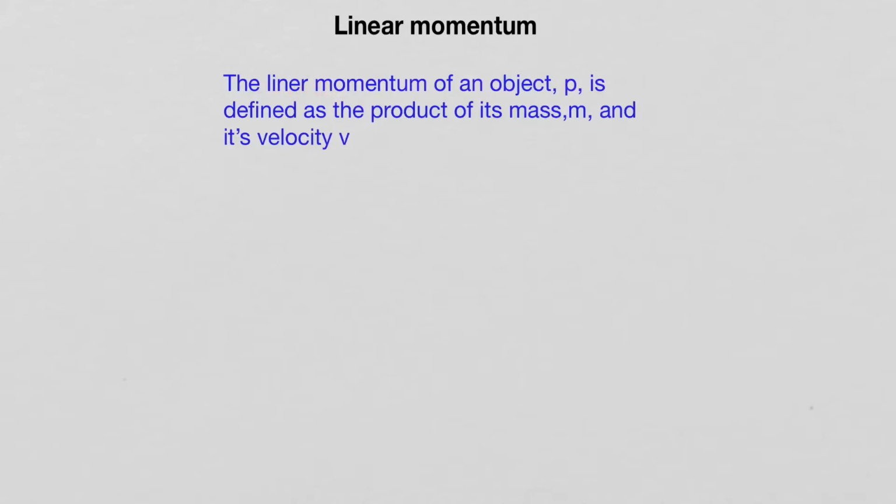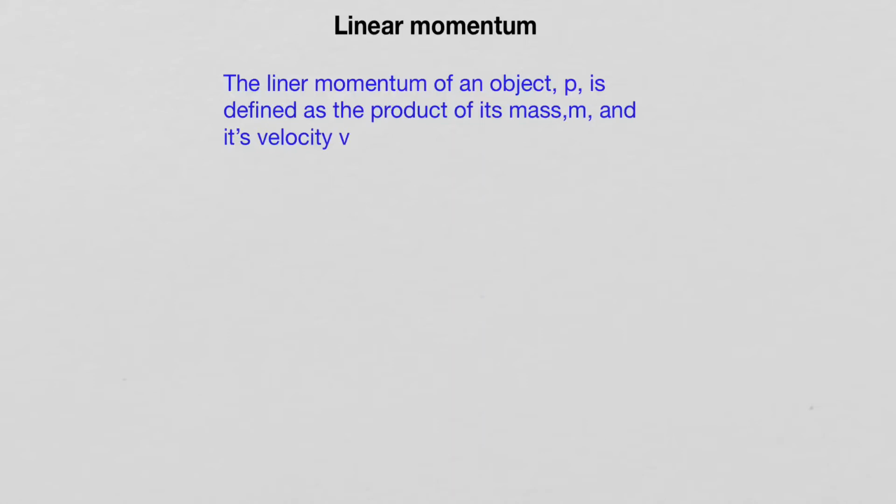The linear momentum of an object P is defined as the product of its mass m and its velocity v. As you can see in this definition, we have included the mass, which then means that the inertia of the object as far as calculating the momentum plays a big role. And also we have included the velocity of motion, which means that momentum is a vector quantity since velocity is a vector quantity.